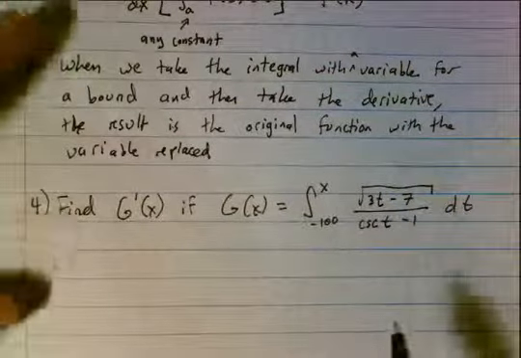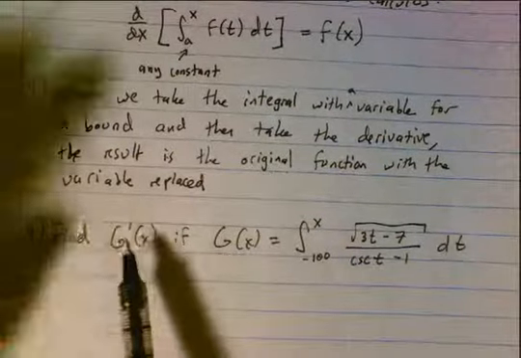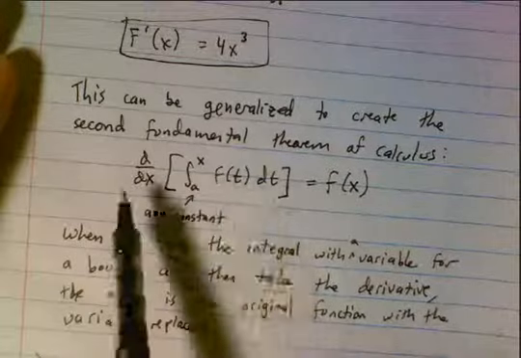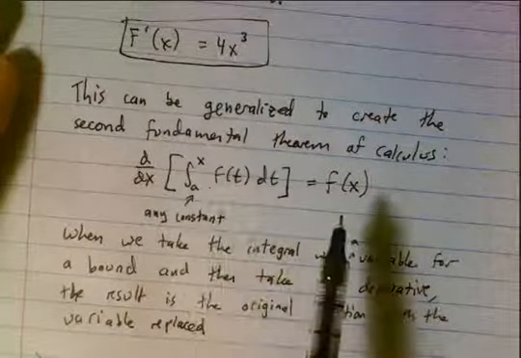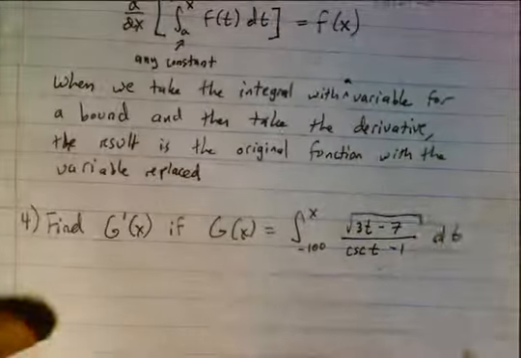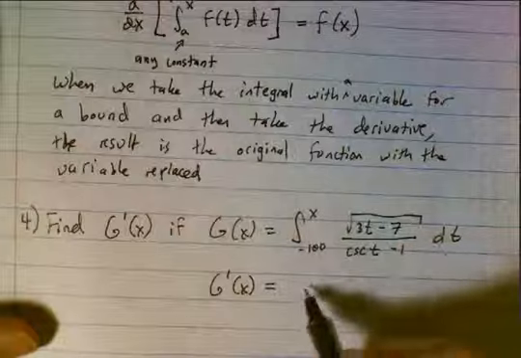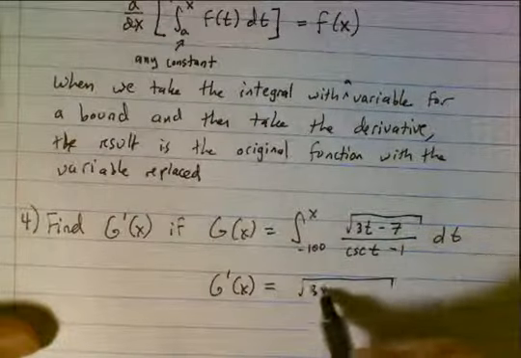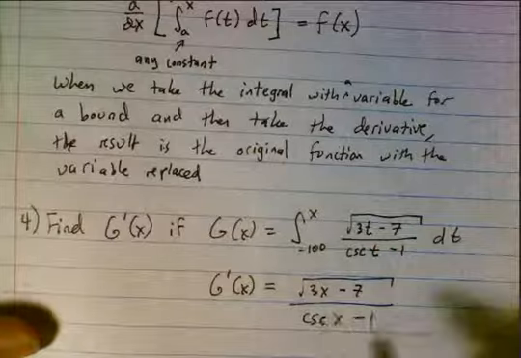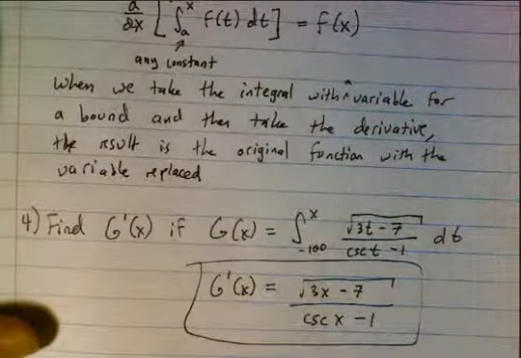But what we can see is that we're going to take the integral and then take the derivative again to get g prime. So when we do that, we just end up with the original function, but this variable has been replaced by this variable. So we can just look here and say g prime of x is going to be this original thing, but we replace the t with an x. Done. Way faster than anything else we could do.